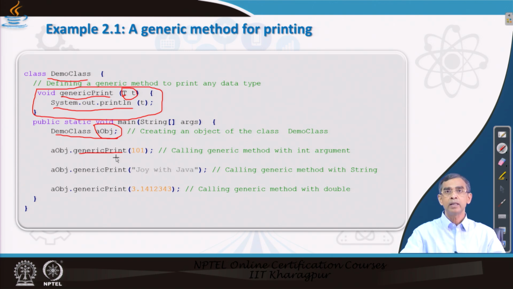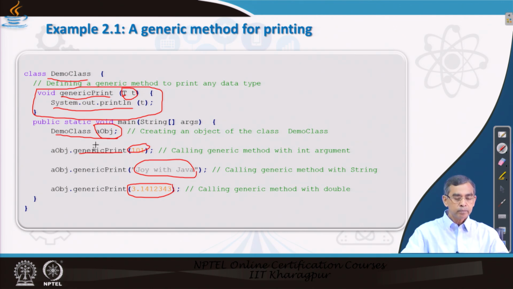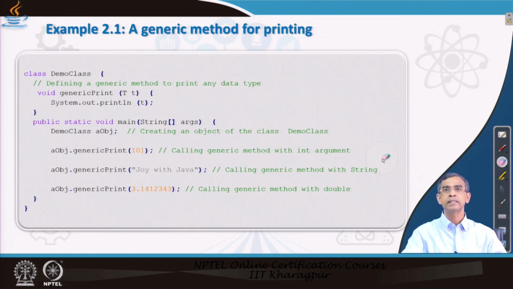The first call is with an integer value, the second call passes a string, and the third call passes a floating point value. As you can notice, I declared only one instance of the method with this template declaration, called the generic declaration, and then the method can be called for any type of data, and therefore it will work for you. So, this is a very simple example which explains how a generic method can be declared.